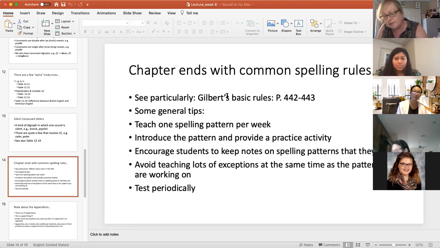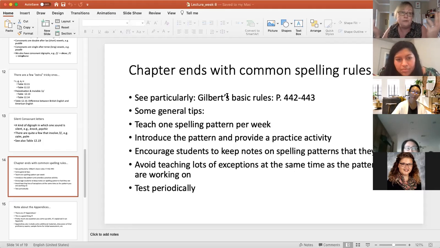If you've got adults, talk about it. Use meta language. Adults like meta language, meaning adults like it when you say it's a diphthong or it's a vowel or it's a consonant. If they're literate, it helps them put things together. So introduce the pattern, provide the practice. This is something I have done. I've encouraged students to keep notes of their own. Well, back in the day when you used to have a little notepad and a pen, you could put some of these little rules down.